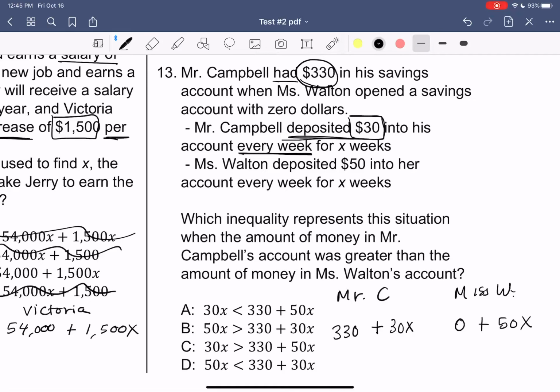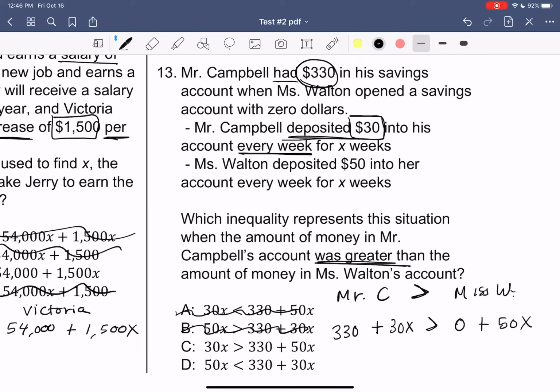So we're looking for the inequality where Mr. Campbell is greater than Miss Walton. So Mr. Campbell needs to be greater than Miss Walton. So in our answer choices, we're saying the $30 was with Mr. Campbell, so that's already not right. So this is saying that Miss Walton's $50 per week is greater than, no, we don't want that.